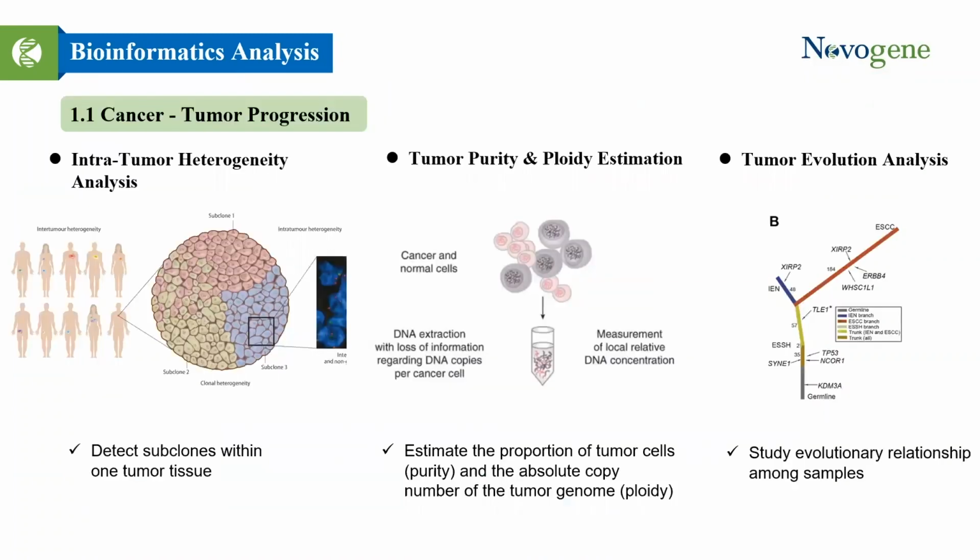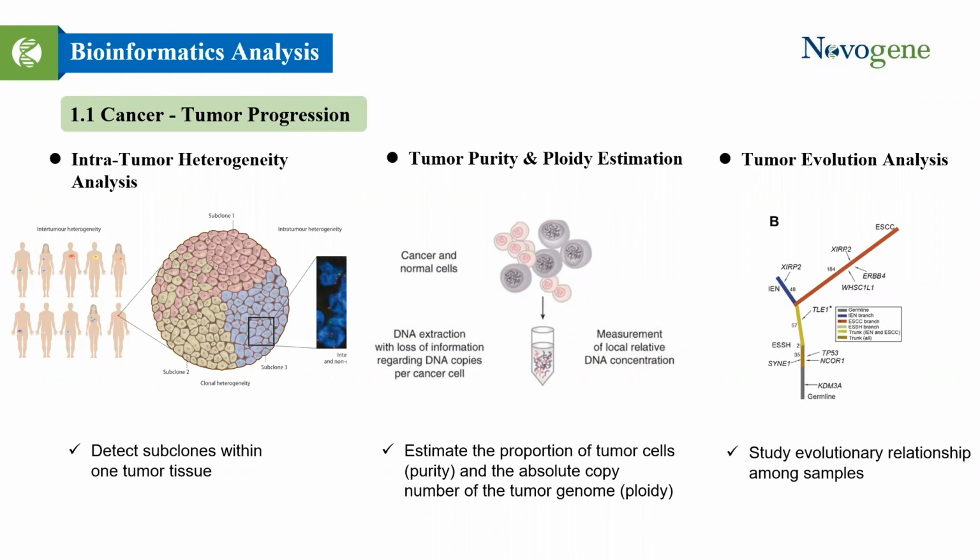The first cancer package is the tumor progression package, where we have 3 sub-projects: intratumor heterogeneity analysis, tumor purity or probability estimation, and tumor evolution analysis. Intratumor heterogeneity analysis aims at detecting different subclones within one tumor tissue.